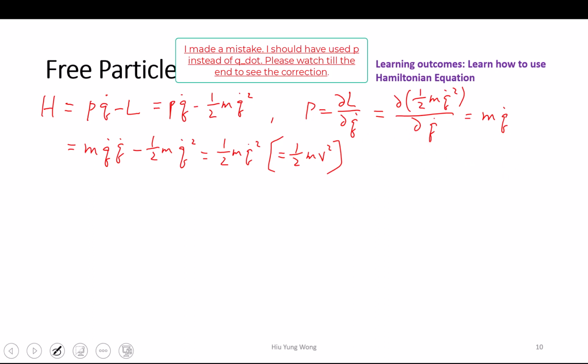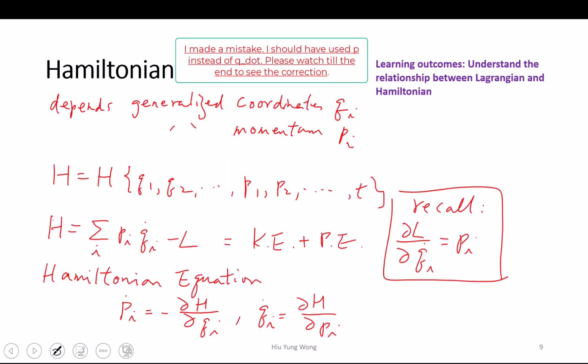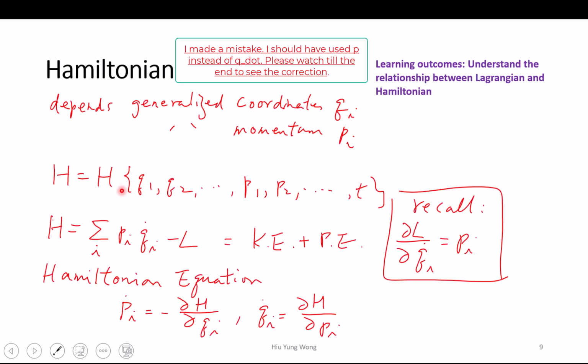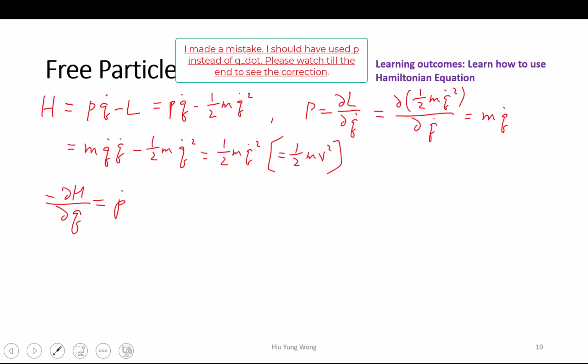Then what is the equation of motion? Let's take a look here. Negative partial h partial q equals P dot. Look at this. Negative partial h partial q equals P dot. So what is P dot? Partial h partial q equals what? This is h. What is the partial derivative on q? It's 0, because it only depends on q dot.